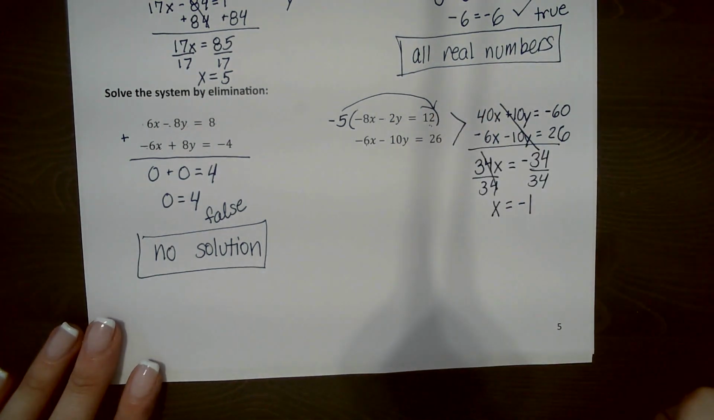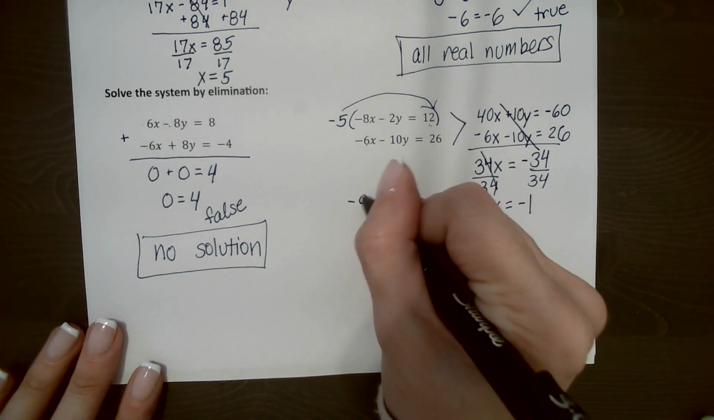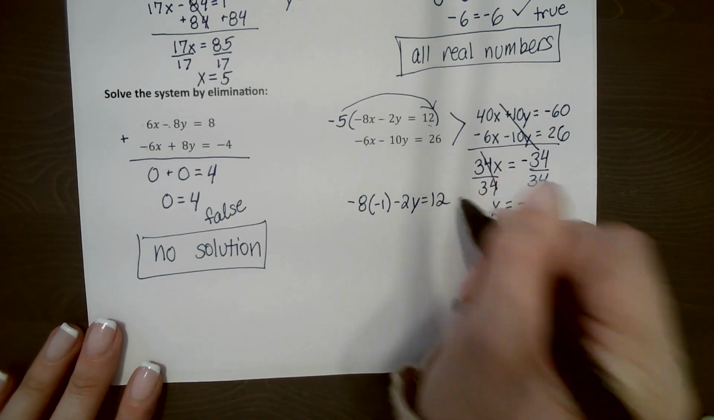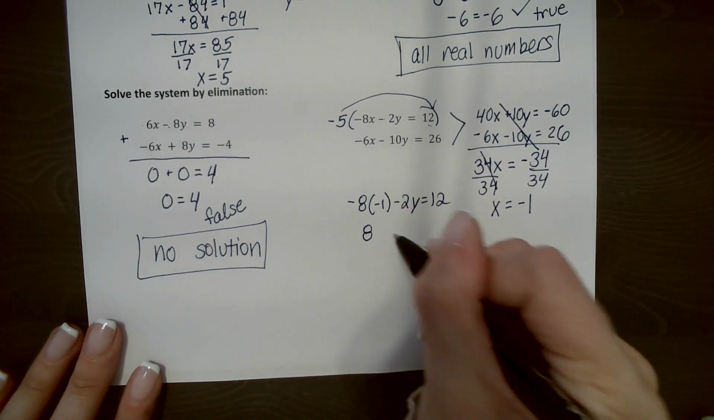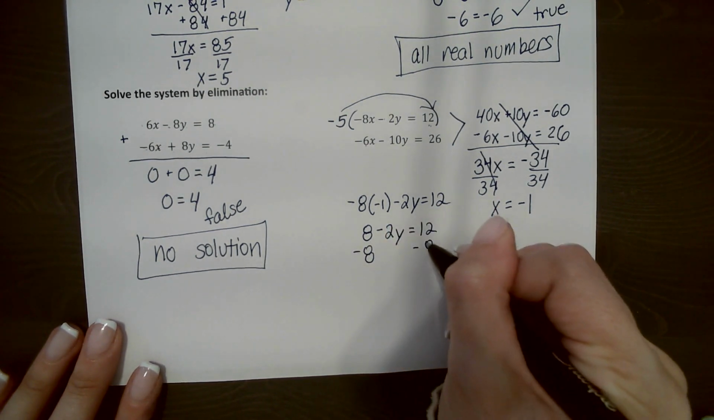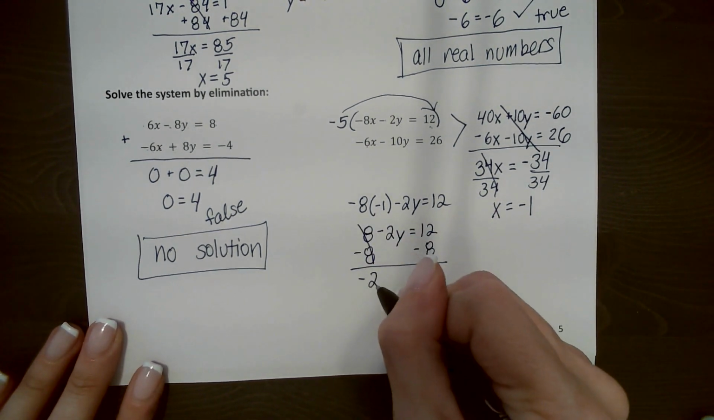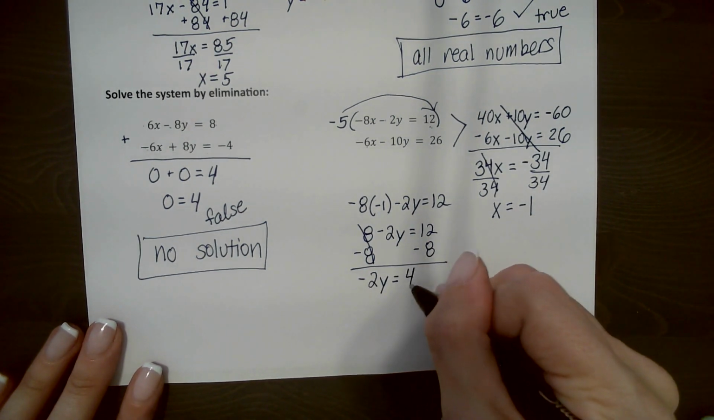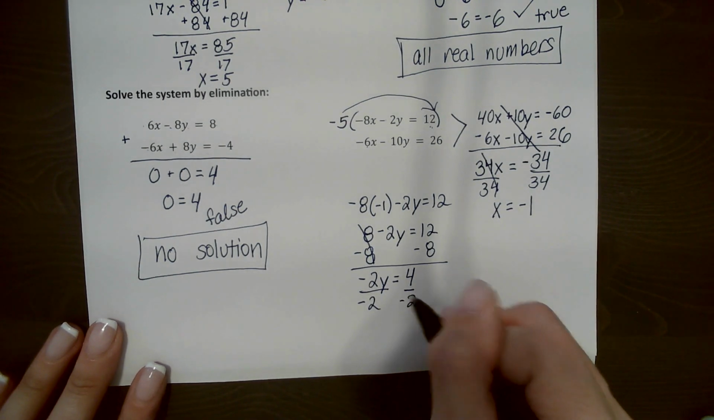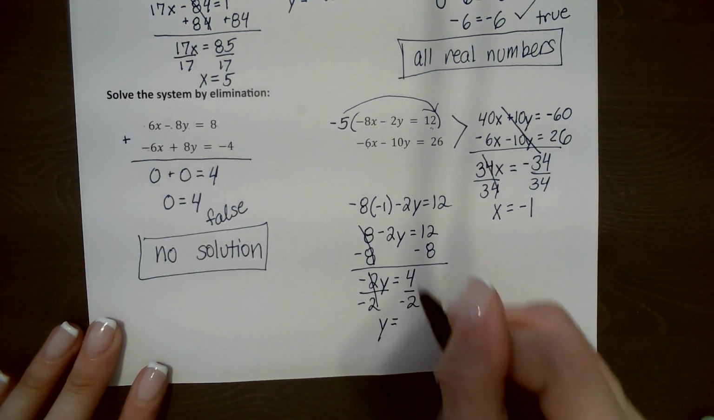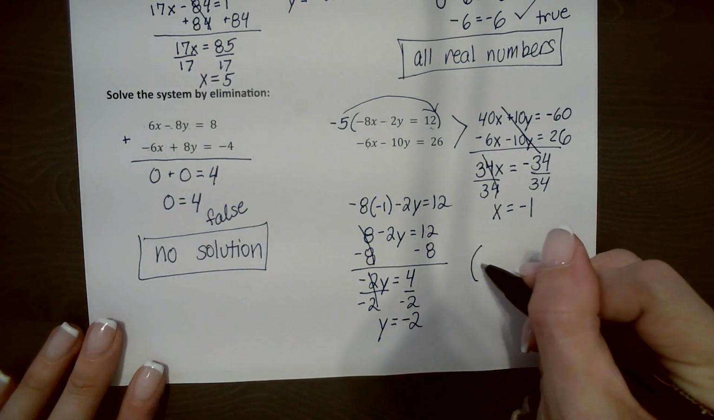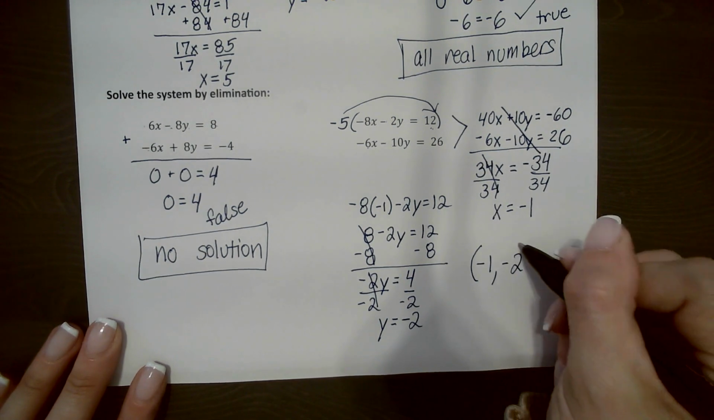Now we take it, plug it into one of our equations. Negative 8 times negative 1 minus 2y equals 12. So that's positive 8 minus 2y equals 12. Subtract 8 from both sides. Negative 2y equals 4. We want y alone, so we divide by negative 2. And we get y equals negative 2. So our solution for this system is negative 1, negative 2.